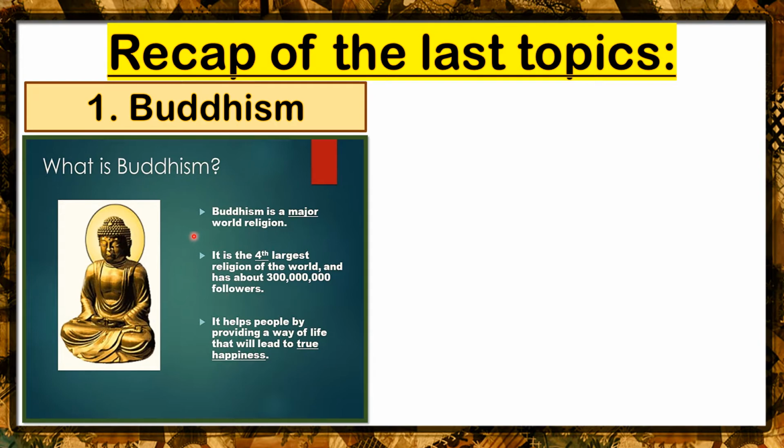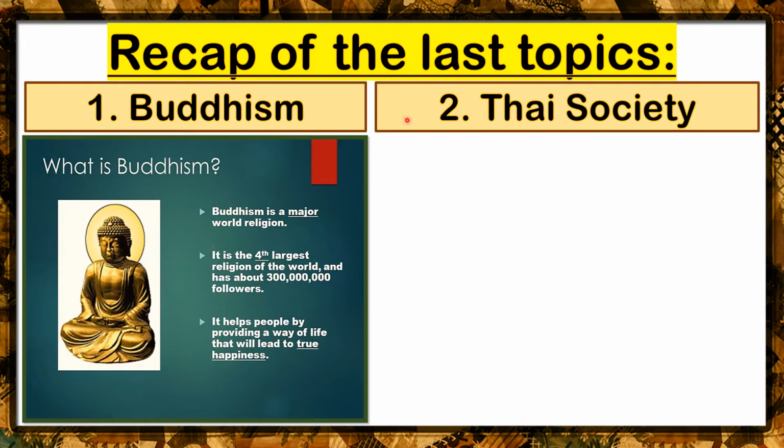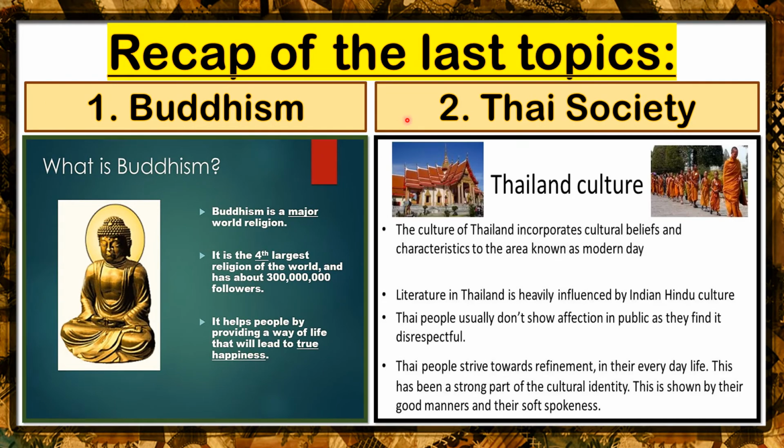So Buddhism is one of the five major world religions. It comes after Christianity, Islam, and Hinduism. And it is considered to be the fourth largest religion in the world, having 300 million followers or believers. It's not just a religion, but it is also a way of life and a guide to lead to true happiness. The second topic that we had discussed is about Thai society.